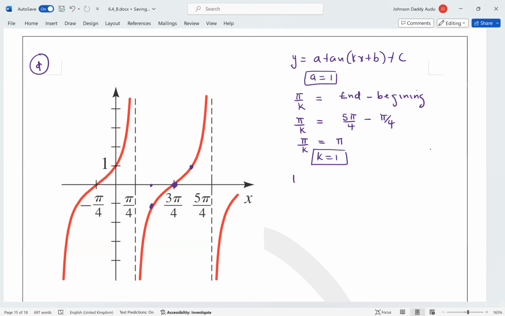So the horizontal shift, x equals minus b over k. Now, since I'm considering it as a graph of tan, for the horizontal shift I'll take the midpoint, which is 3 pi over 4, equals minus b over k, which is 1. So it means that b is nothing but minus 3 pi over 4.